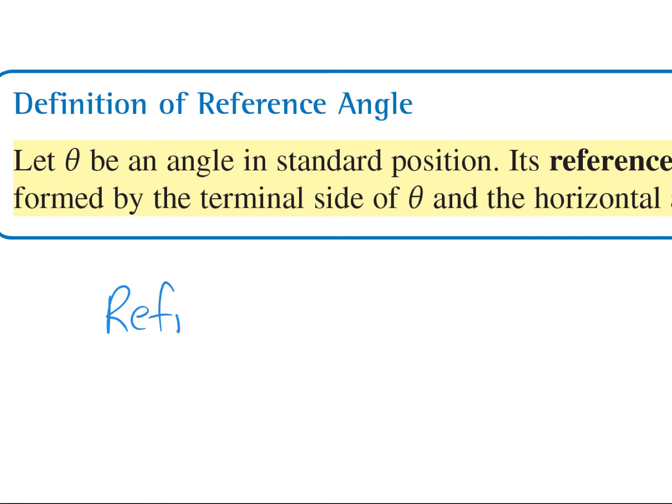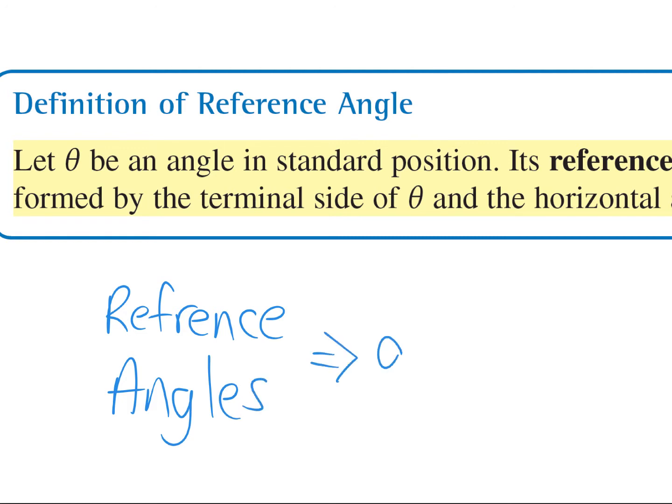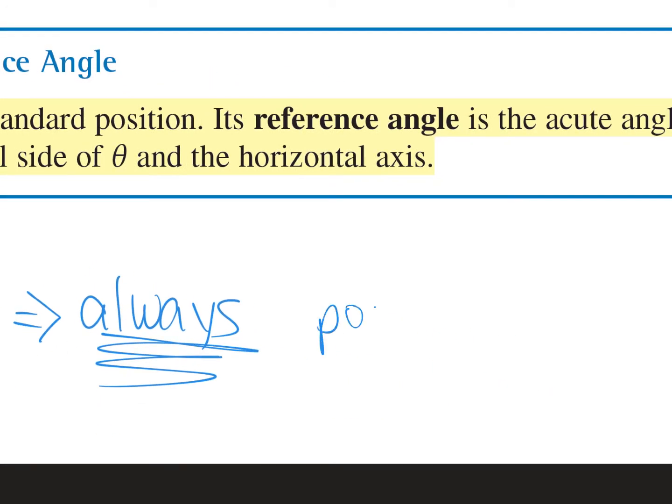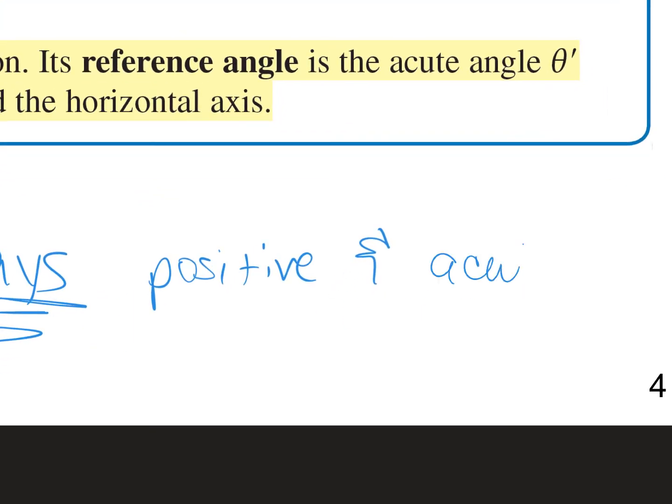Reference angles are always two things. Always positive and acute. What does acute mean? Less than 90 degrees. So if you are going to check yourself and you get a number and you think, oh, I think this is my reference angle, and it's negative 17, you did something wrong. It has to be positive and acute, both two things.